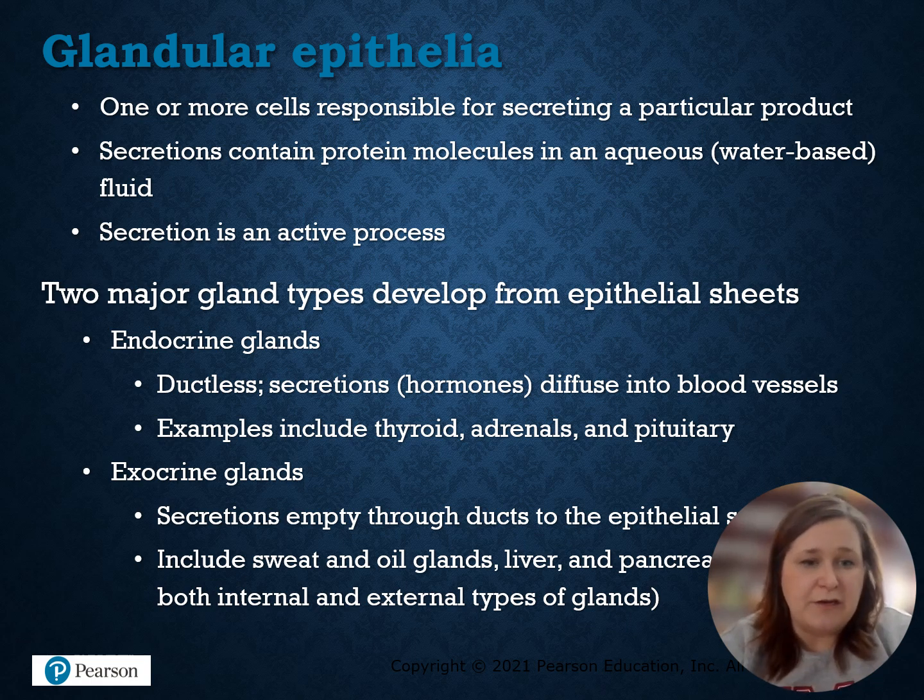This is where we get our endocrine glands. These are going to be ductless. And their secretions, which are hormones, are going to diffuse into blood vessels. So examples of this are going to include our thyroid, adrenal, and pituitary glands. We can also have exocrine glands. These secretions are going to empty through ducts, and these are going to include our sweat and oil glands, the liver, the pancreas, things like that.